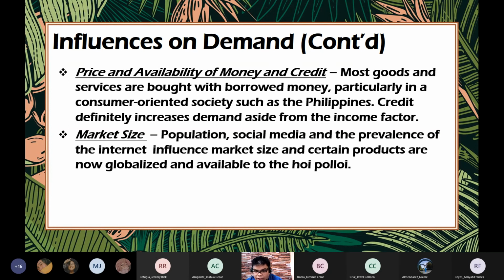Another sample nitong market size is the airfare. Noong 1980s, 1990s, ang mga empleyado, hindi naman palalabas ng bansa yan. Either aalis lang ng bansa yan para magtrabaho, OFW, or for business purposes. Let's say, meron silang katransaksyon na supplier sa ibang bansa or pinadala sila ng boss nila pumunta, let's say, ng Singapore.